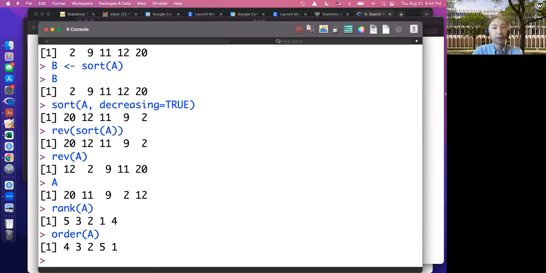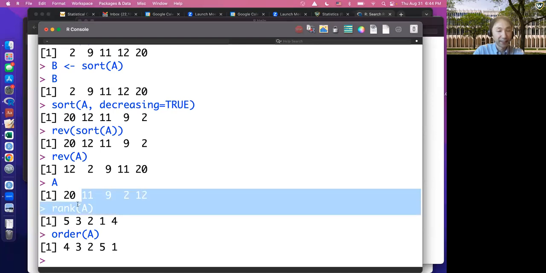Another similar function is the order function. Order function of A returns this. So this means the 4th observation is smallest. The 4th observation of A is 2, so 2 is smallest. And the 3rd observation is 2nd smallest. So the 3rd observation is 9, so this is 2nd smallest. And the 2nd observation is 3rd smallest. Actually, 11 is the 3rd smallest, and so on.